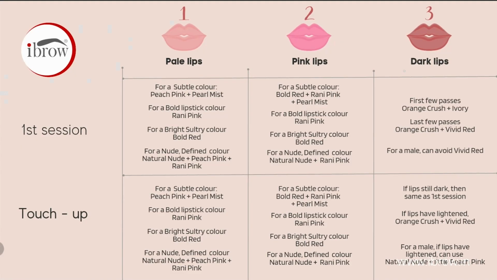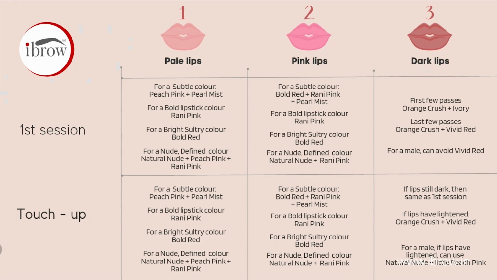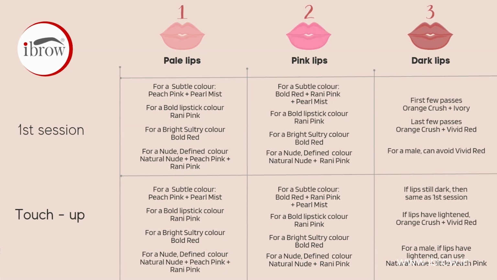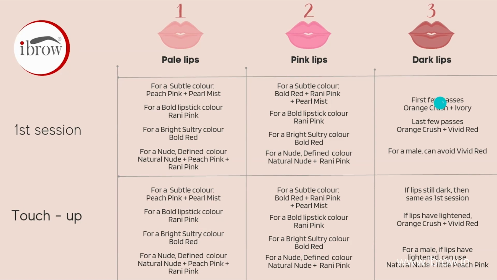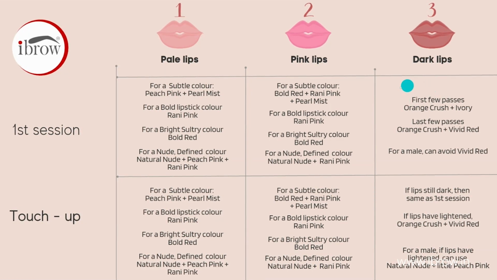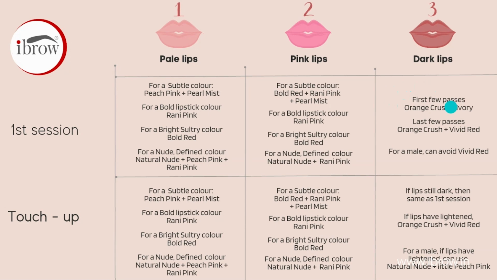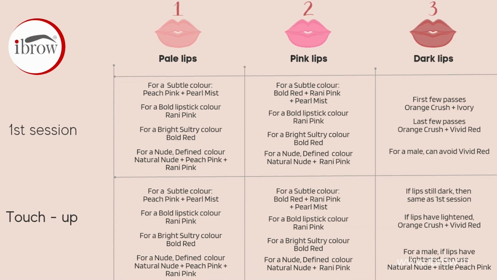Lip type 3 is your dark lips, a uniform dark lip where the color of the upper lip and lower lip is the same level of darkness. Here in the first session, we do first few passes of orange crush plus ivory.